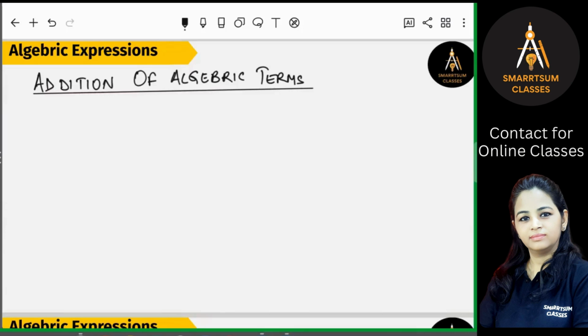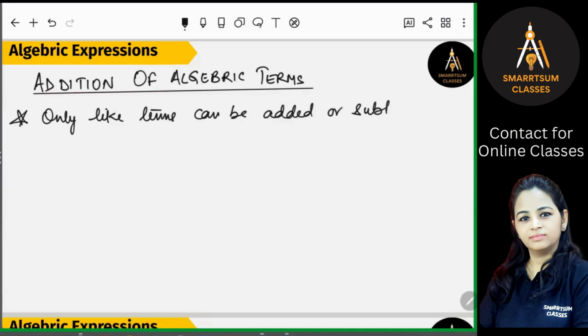So please write down this important thing: only like terms can be added or subtracted within the algebraic expressions. Okay. So we can add and subtract only like terms, not unlike terms.